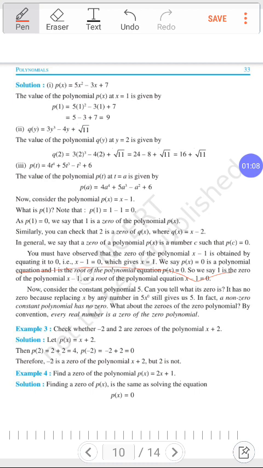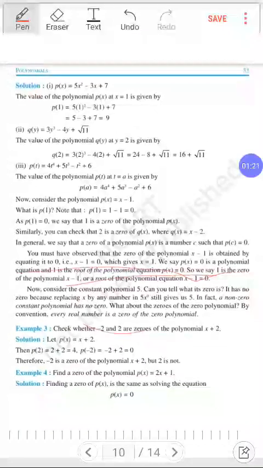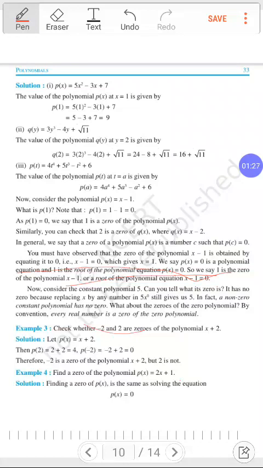We say that p(x) is equal to 0 is a polynomial equation, and 1 is the root of the polynomial equation p(x). We say 1 is the zero of the polynomial. You can watch it over here: x minus 1, the root of the polynomial x minus 1 is equal to 0. That means when for 1 this x minus 1 becomes 0, 1 is the zero of polynomial x minus 1. And in the same way we can say 1 is also the root of polynomial x minus 1. Okay.